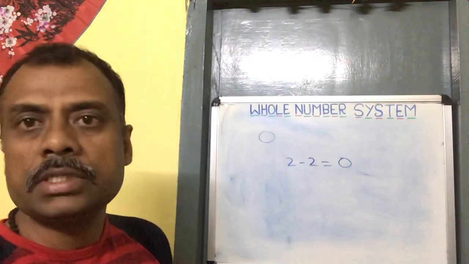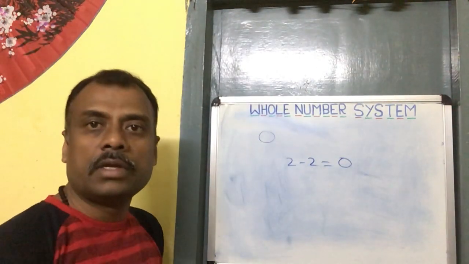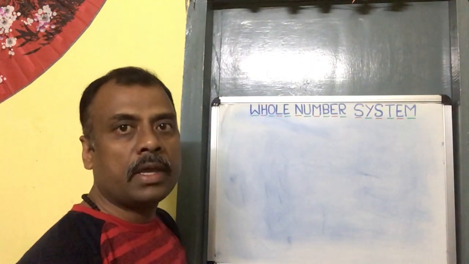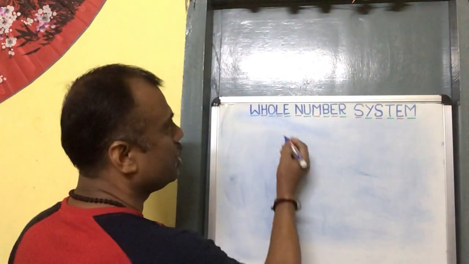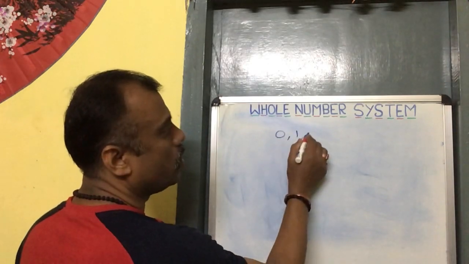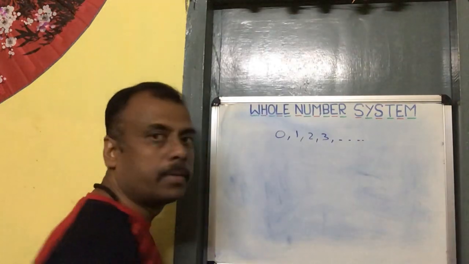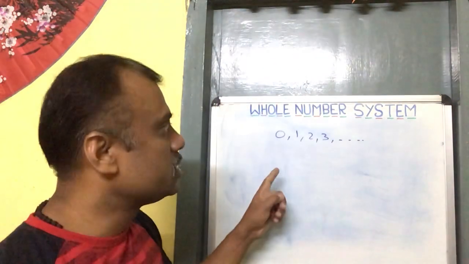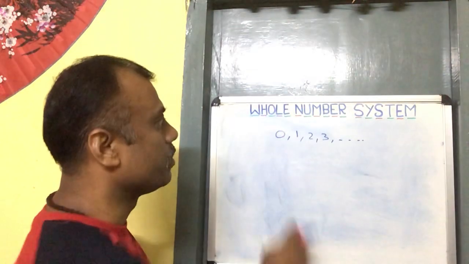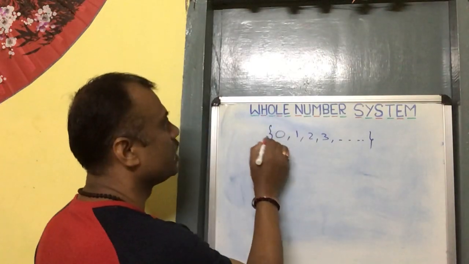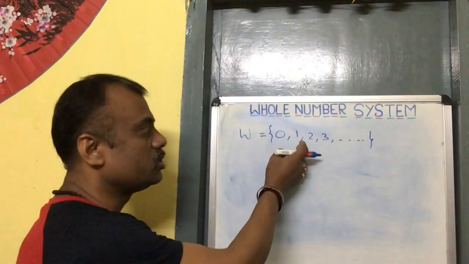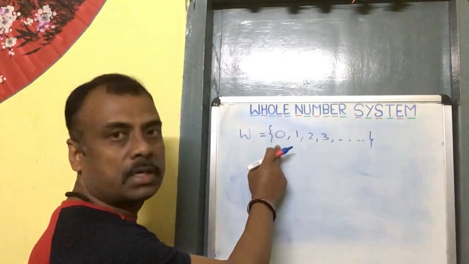So let us include this zero in the family of the natural number system, and that family will be known by a different name, the whole number system. The whole number system will have 0, 1, 2, 3 and so on. It means the whole number system has the number 0 and the natural numbers, and it is represented by W. In this way I will show this number system, and since 0 is less than 1, I have put it at the first place.